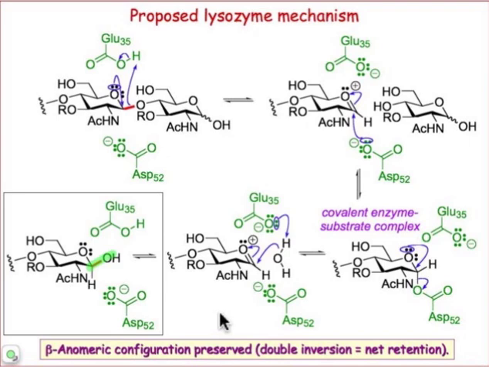Basically what you can see is we've done a double inversion. That is, here you can see the stereochemistry was inverted, but then in the final product, since that alpha face was blocked by this nucleophilic aspartate group entering only the beta face, we've basically done a double inversion. Net result is retention of configuration.